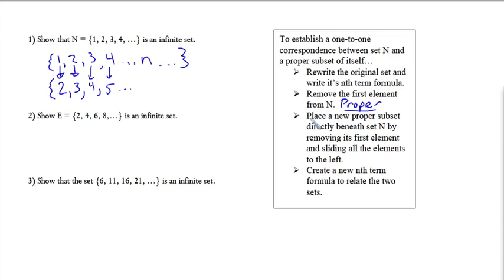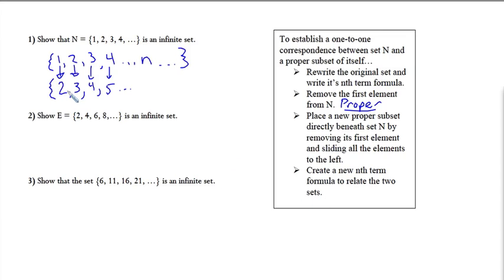Okay, so this is what we just did. We placed a new proper subset directly beneath the set by removing its first element and sliding all the elements to the left. You see that? We had this 1, and we got rid of it, and we just did 2, 3, 4, and then added our 5. Now lastly, we have to create a new nth term formula to relate the two sets.